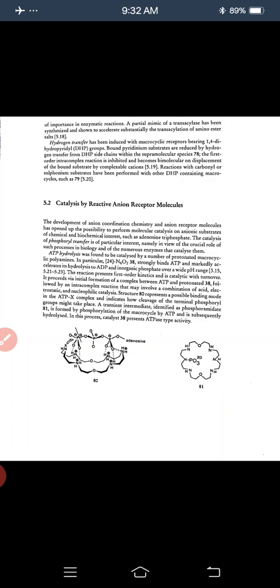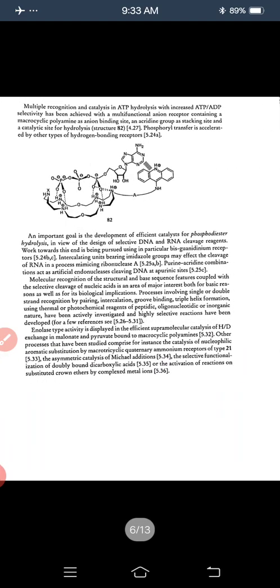Adenosine triphosphate hydrolysis was found to be catalyzed by a number of protonated macrocyclic polyamines, in particular 24 and 6O2, that is 38, which strongly binds ATP and markedly accelerates its hydrolysis to ADP, adenosine diphosphate, and inorganic phosphate over a wide pH range. The reaction presents first-order kinetics and is catalytic with turnover. It proceeds via initial formation of a complex between ATP and protonated 38, followed by an intracomplex reaction that may involve a combination of acid, electrostatic, and nucleophilic catalysis. This is the anionic receptor catalysis.